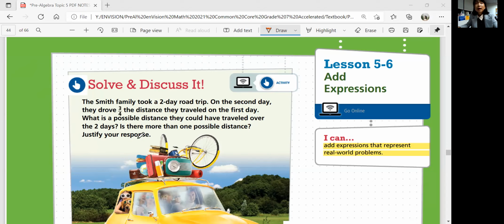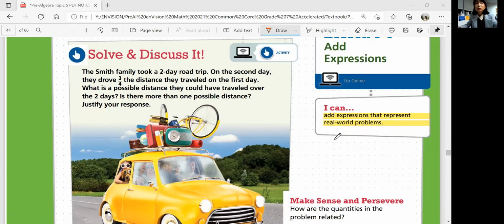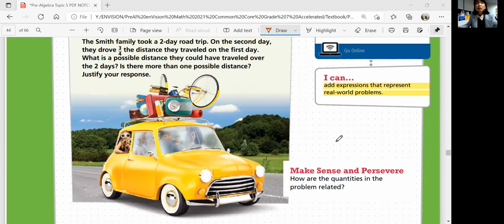On the second day, they drove 3/4 the distance they traveled on the first day. So did they travel more on the second day or more on the first day? 3/4 is 75%. So they traveled more on the first day. Do you know how many miles they traveled on the first day? No, they don't tell you. So that could be a variable, right? So think about how the quantities in the problem are related.